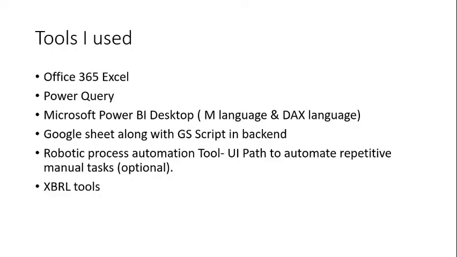The tools which I mostly used were Microsoft Office 365 Excel, which is the company's, and it is the most advanced one. Then Power Query, then Microsoft Power BI Desktop, including both M language and DAX language. Then Google Sheets along with Google Apps Script in the backend. Then sometimes the robotic process automation tool UiPath to automate repetitive manual tasks. It is actually optional. Then XBRL tools for handling and using XBRL files.